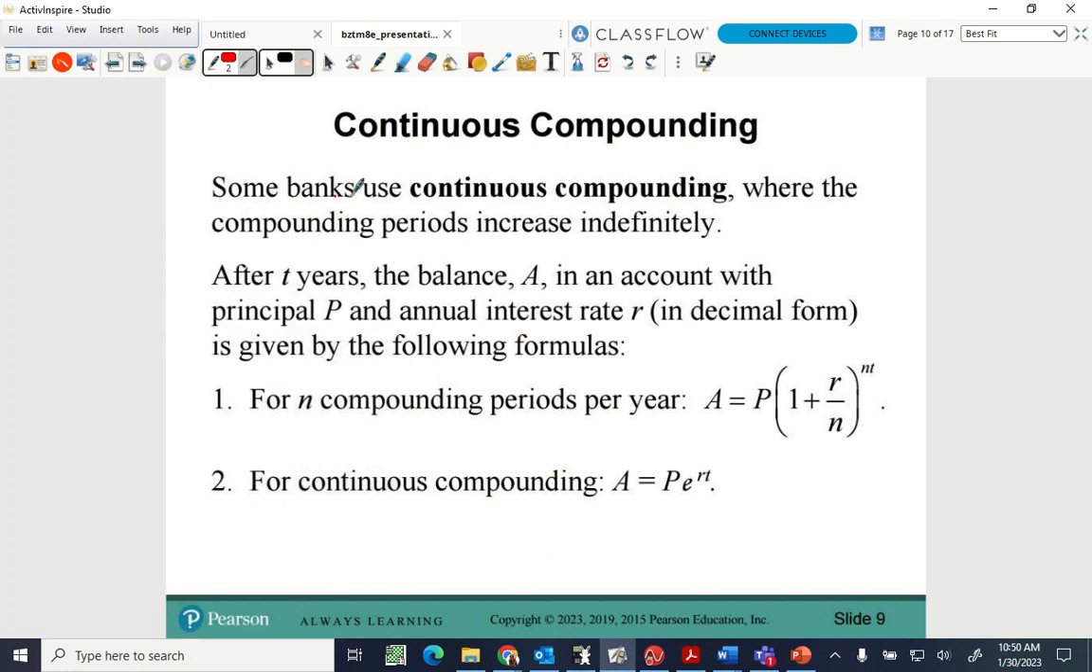So continuous compounding. Some banks use continuous compounding, where the compounding period increases indefinitely. After T years, a balance of A in an account with principal P, annual interest rate R in decimal form, is given by the following formulas. N is how many times it's going to compound per year, whereas continuous uses another formula: principal times E, which is a type of number, kind of like pi, raised to the RT. Slightly different on each of these, but I'll show you how to do them both.